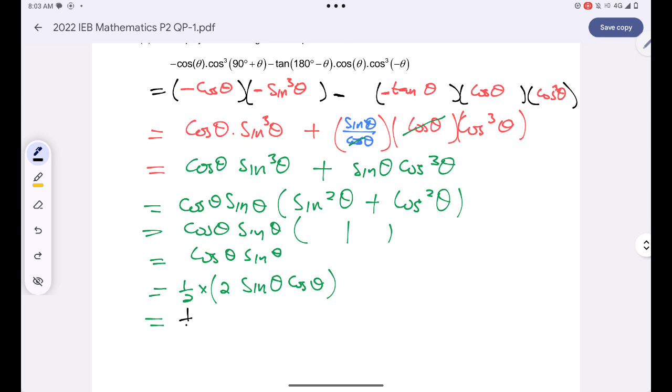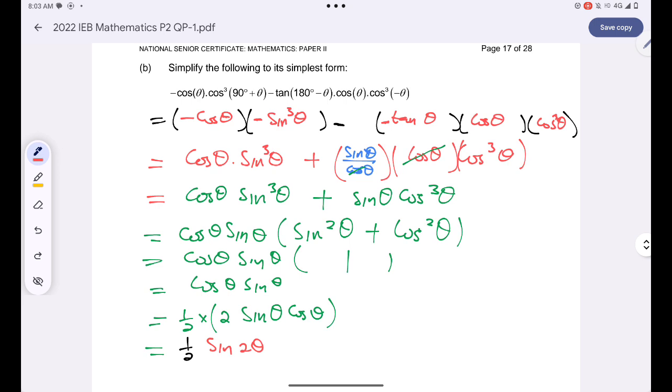But I know that this will give me 1 over 2, and that thing inside the bracket will give me sine 2 theta. So this thing can be written as 1 over 2 sine 2 theta. You can leave your answer here, guys. There's nothing wrong, or you can choose to leave it here. That will be fine.